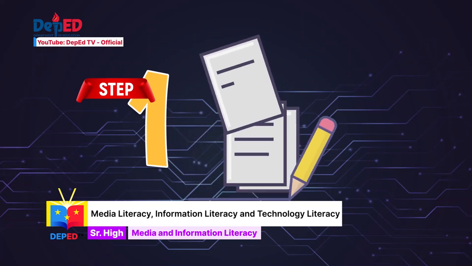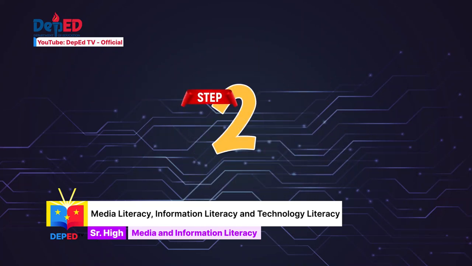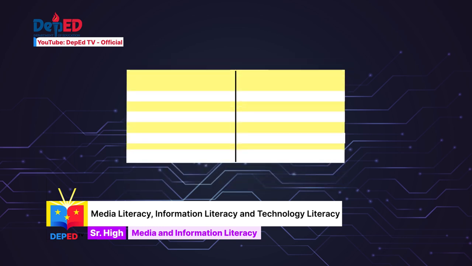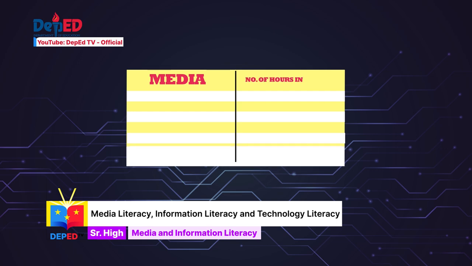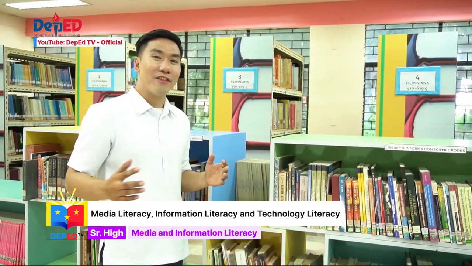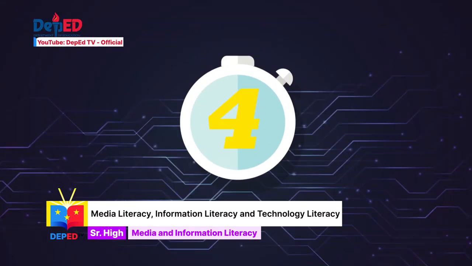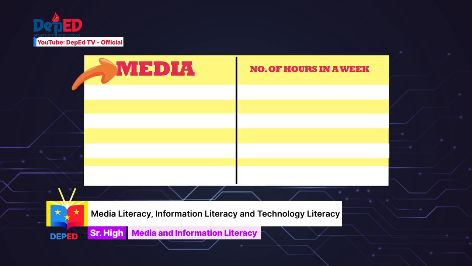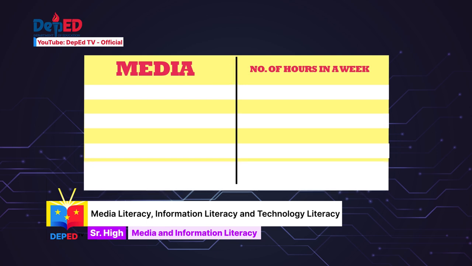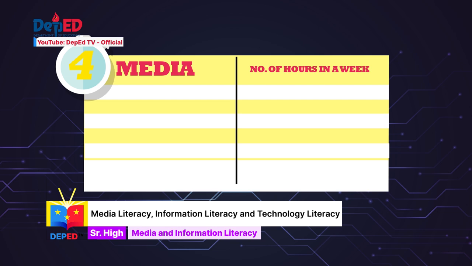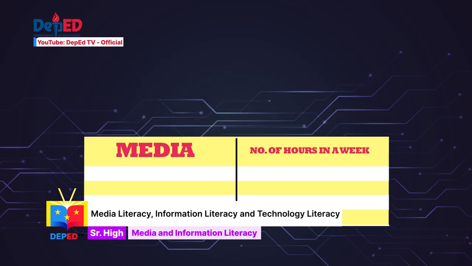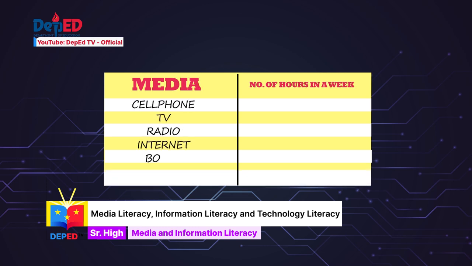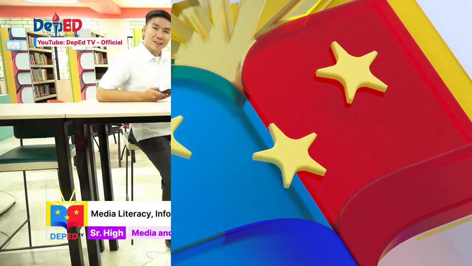Step 1. You will need your writing materials. Step 2. Draw a table with 2 columns and 5 to 10 rows. Label the first column as media and the second column as number of hours in a week. You are given 5 seconds to do the same. Step 3. Write all the media you use in the first column and the hours you spend using it in the second column. Step 4. After writing down all the media you use and the hours you spend on each one of them, add up all the average hours you spend using media and write the sum in the last row in the second column. How's your media log?